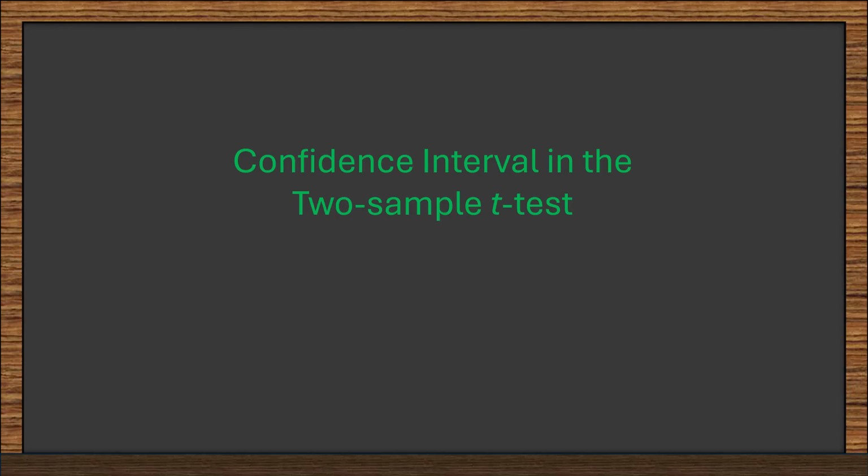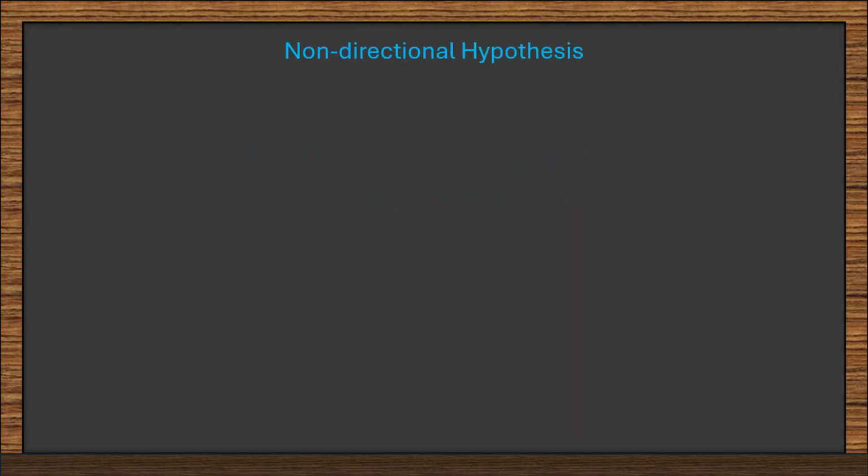Hi everyone, in this video I'm going to show you how we compute the confidence interval for the difference in population means under the two-sample t-test and how we interpret that confidence interval. Now, the confidence interval is constructed differently when you're testing a non-directional versus a directional hypothesis. So I'm going to start with a non-directional hypothesis context.